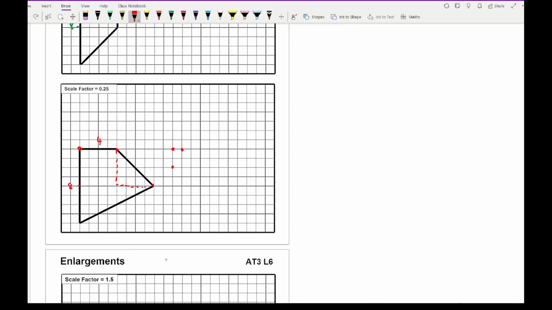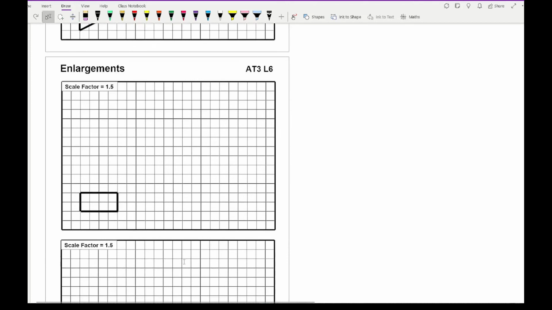So 4 times a quarter is 1, so it's going to be 1 across, and that's going to be there. Then all I then need to do is join the points up, and it looks like that. So again, very, very small. Again, we are making this 4 times as small.